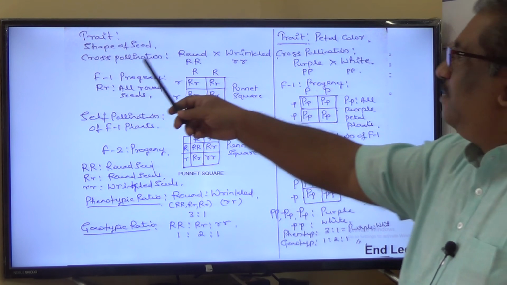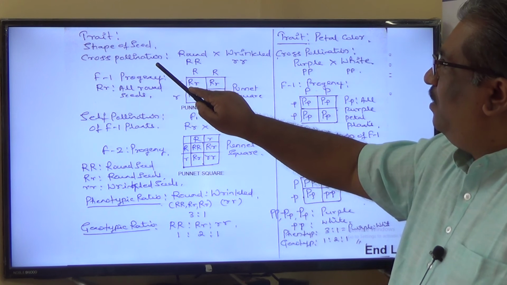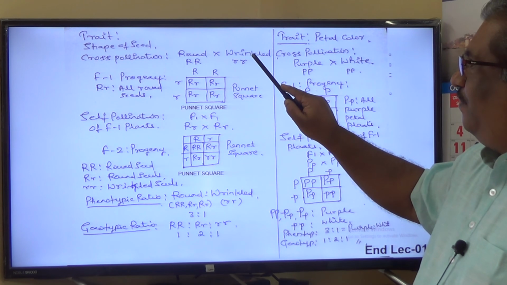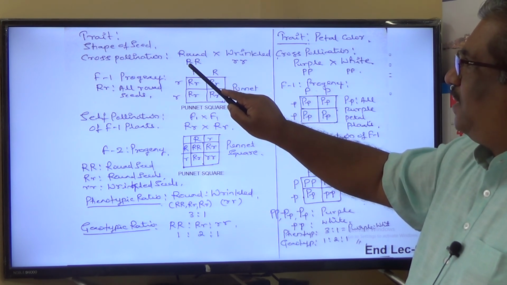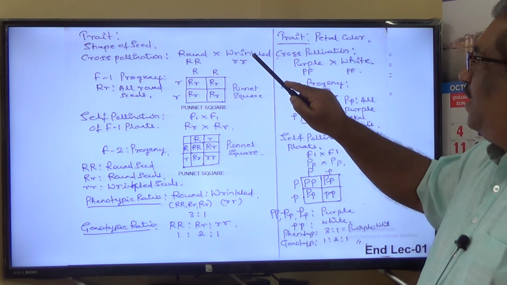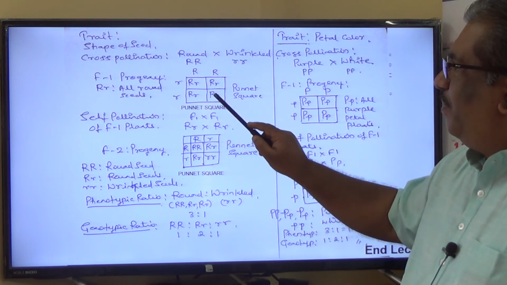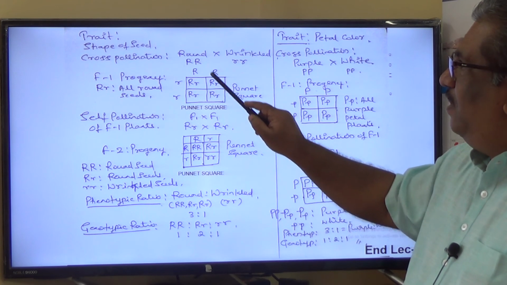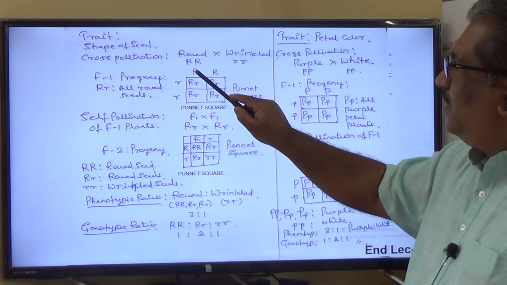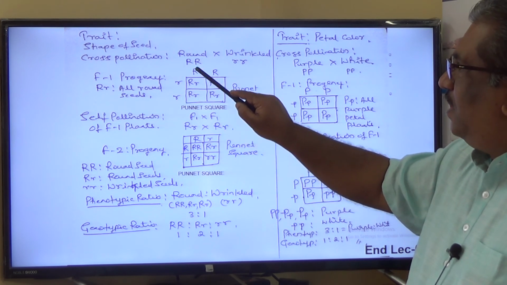Here I have considered the trait, shape of the seed, with cross pollination. The shape of the seed is round and wrinkled. If we represent round as capital R, that means this is a dominant trait, whereas wrinkled, let us consider a recessive trait. In the F1 progeny, this is the combination. How did you get this one? The gametes of plants containing round seeds are represented here, and the gametes of plants containing wrinkled seeds. Combine them.